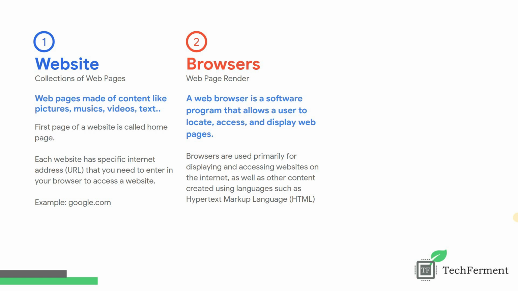Second, we have browsers. We have created web pages with the help of HTML, CSS, and JavaScript, and I need to run those web pages, so that's why we need a browser. A browser is software that allows the user to locate, access, and display web pages. Each browser has its specific rendering engine. In the market, we have browsers like Google Chrome, Safari, Microsoft Edge, Opera, and many more.